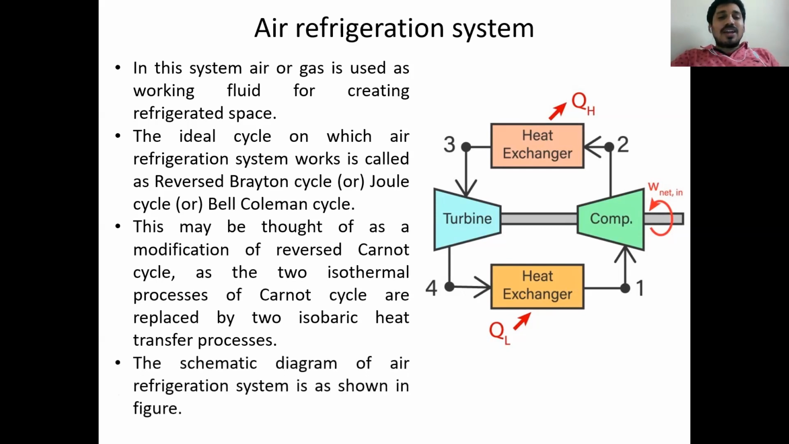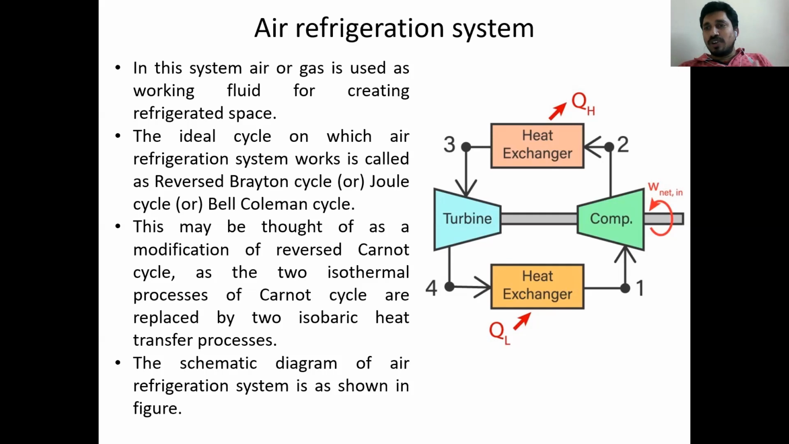The schematic diagram, see all of you what I have drawn on this slide. The schematic diagram of the air refrigeration system is like this. We have mainly four components here. What are they? Compressor, heat exchanger, which is also called the high temperature heat exchanger. Turbine or expander, and the last one is a heat exchanger, which is also called the low temperature region heat exchanger. Two heat exchangers, two mechanical elements. Mechanical elements means turbine and compressor, which are also called turbo machines.